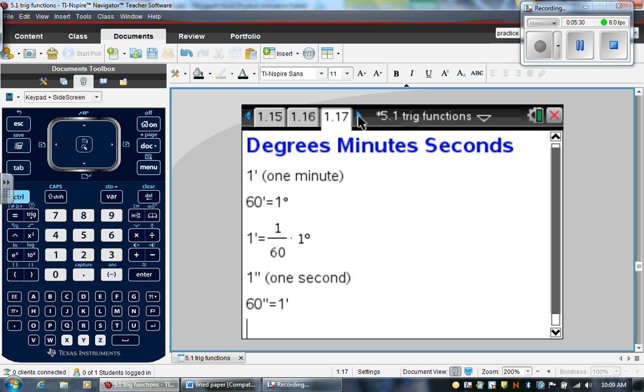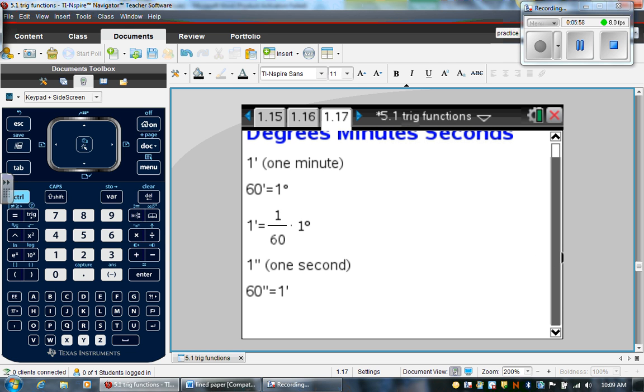Okay, so we also need to talk about degrees, minutes, seconds, and we did talk about this a little bit last year, not too much in depth. This is your notation for 1 minute. That little apostrophe is a minute. 60 minutes is going to be 1 degree. So 1 minute equals 1 divided by 60 times 1 degree. Two little apostrophes, that's going to be your 1 second. 60 seconds is equal to 1 minute, as you guys already know.